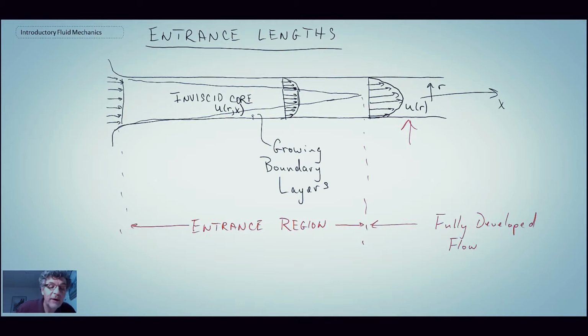So we have a thing that we refer to as being an entrance length. And that is given the symbol LE. And I'll give you approximations for that based on whether or not you have a laminar flow or a turbulent flow. And so let's take a look at that on the next slide.